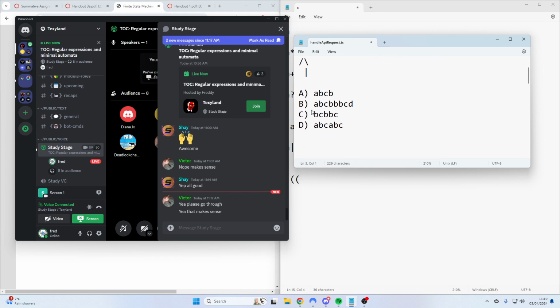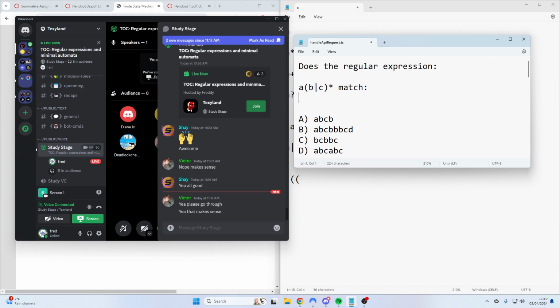So before we do anything, we need to process this A, and the A doesn't exist, so we instantly reject it.